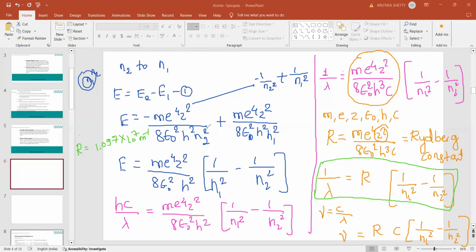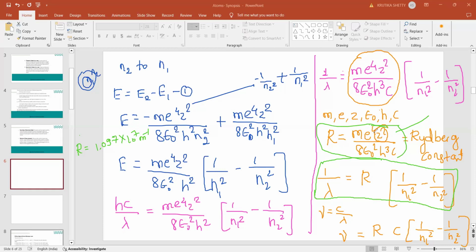So R is equal to, please remember this value, that is m e raised to 4 z square upon 8 epsilon naught square h cube into c. So the Rydberg constant R is equal to what you have considered. For 1 mark MCQs they sometimes ask, because you have the MCQ pattern, students. So R is equal to m e raised to 4 z square upon 8 epsilon naught square h cube into c. So please mark it as an important formula, because in MCQ sometimes they ask R.